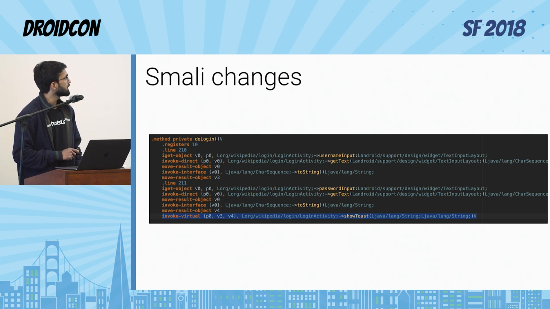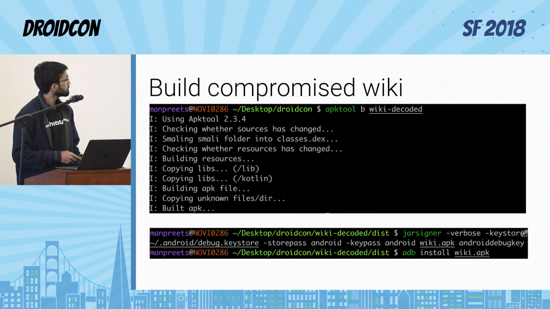So at the end of the day, we move the result back to V3 register. We are doing the same with the password field, and we are getting the result back to V4 register. So these two are the registers of interest here, and I just need to pass this to my showToast method that I just copy-pasted after generating from Java source. And this is it. Now it should show the toast.